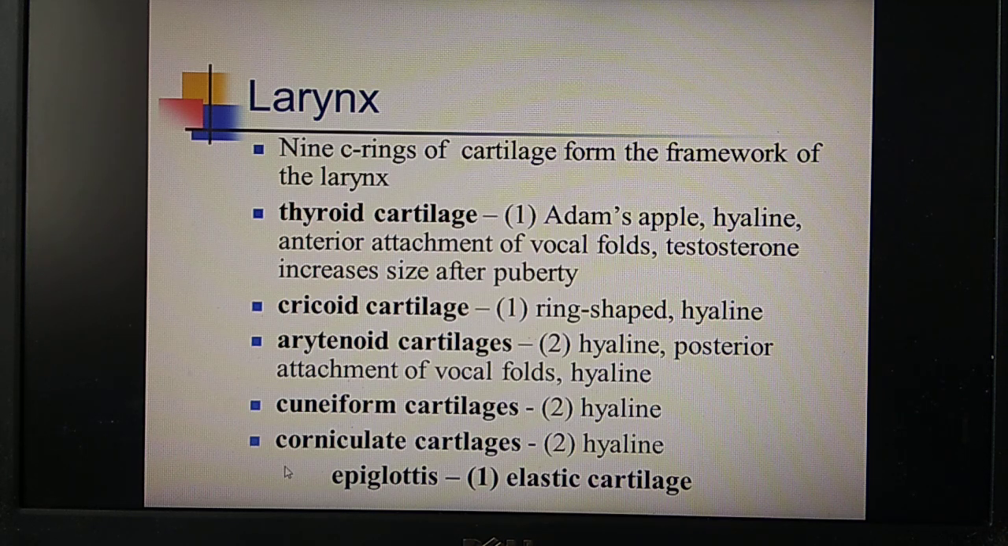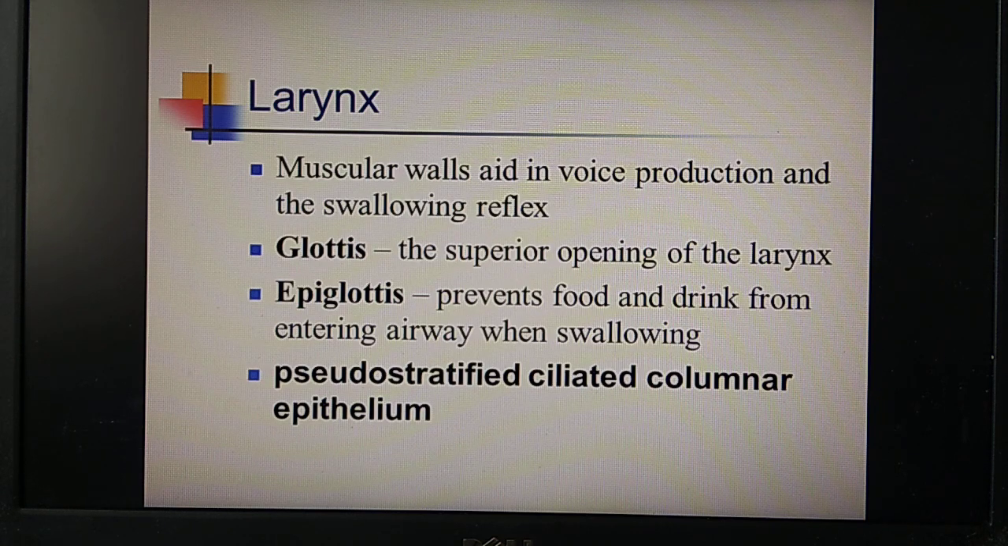So the larynx has a muscular wall that aids in voice production and swallowing of food, which is also called the swallowing reflex, and it includes the glottis, epiglottis, and a pseudostratified ciliated columnar epithelial tissue. The glottis is the superior opening of the larynx, and the epiglottis prevents food and drink from entering the airway when swallowing. Sometimes if it does not prevent this, the food particles enter the respiratory tract and come out in the form of a cough.